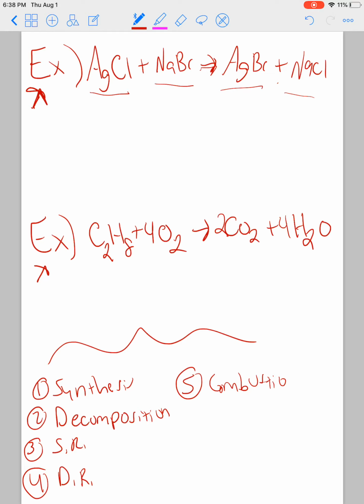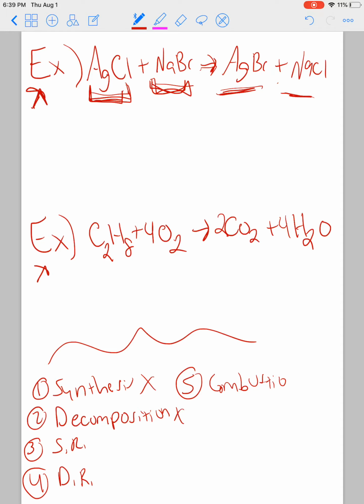Okay, so synthesis. If I remember what synthesis is, two single elements coming together to form a new compound. Well, that's definitely not it because I have compounds here, not two single elements. So that's out. Let's move on to decomposition. Decomposition is when one whole compound reacts with something like heat or light and then breaks down into its separate elements. I don't have one whole compound here. I have two. And it's definitely not breaking down into separate elements because I got two more compounds here.